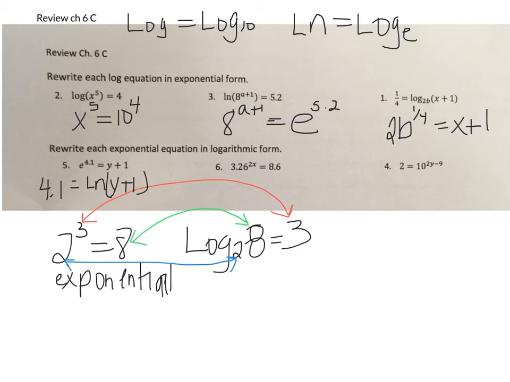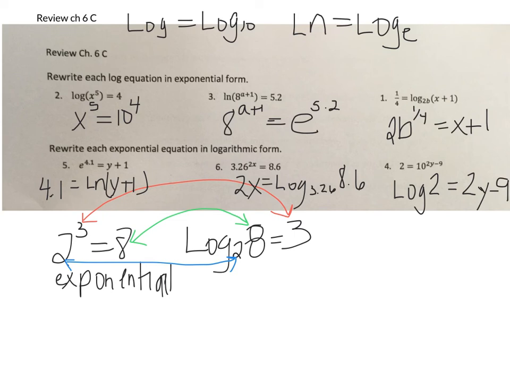The next one is 3.26 to the 2x equals 8.6. So we have the log base 3.26 of what it equals, 8.6, equals the exponent 2x. And lastly, 10 to the 2y minus 9 equals 2. So log base 10, we don't write the 10, of what the exponential equals, 2, equals the exponent 2y minus 9.